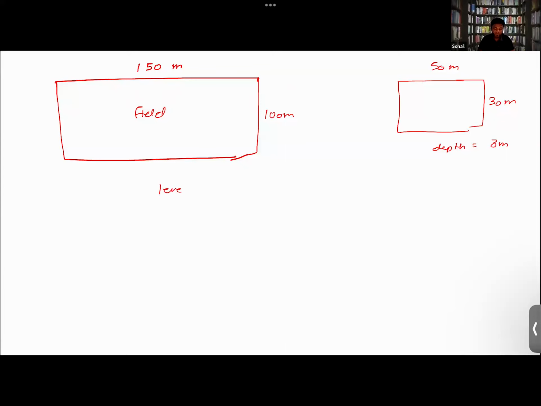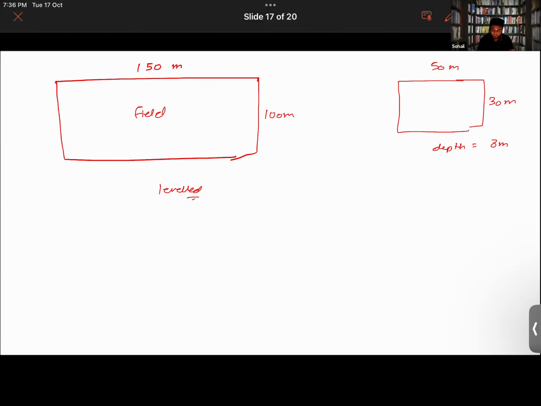It doesn't have one single height. This is leveled, right? So when I put all this soil in this field, the height of this field will increase eventually. Will the volume of the soil spread on it and the volume of the soil dug from this plot not be equal, Arhan?